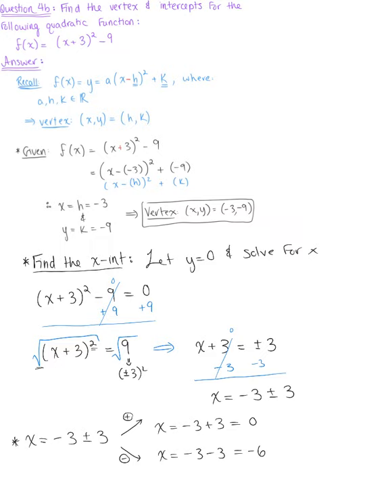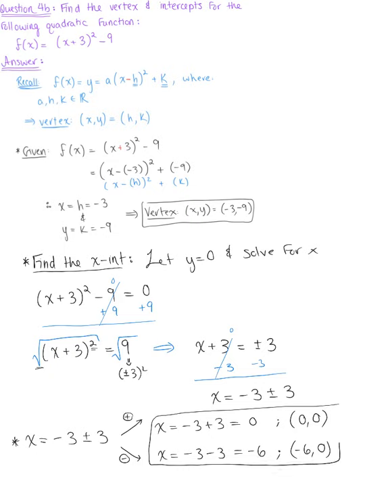So we can leave our answers like this. This is beautiful. Or we can write them as ordered pairs. Our first case is x is 0, y is 0. In case 2, we found that x is negative 6 when y is 0. So these are our x-intercepts.